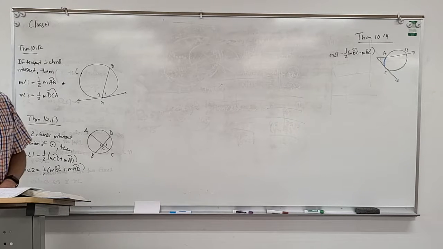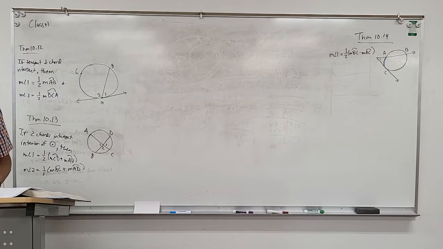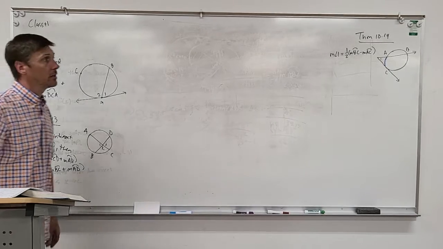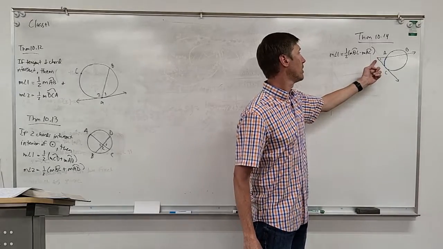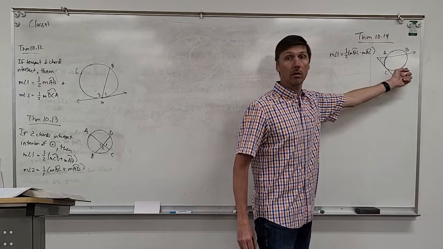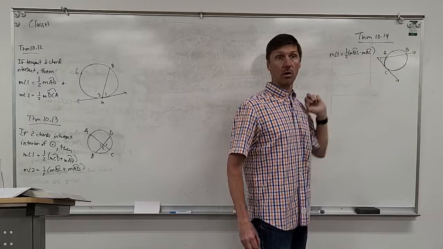So here's what I want you to understand. This theorem is going to be similar in that no matter whether we have two secants, two tangents, or a tangent and a secant, you will always have a big arc that's formed by them, and you'll always have a smaller arc, okay? And this angle that's out here is always going to be half of the measure of the bigger arc minus the measure of the smaller arc.